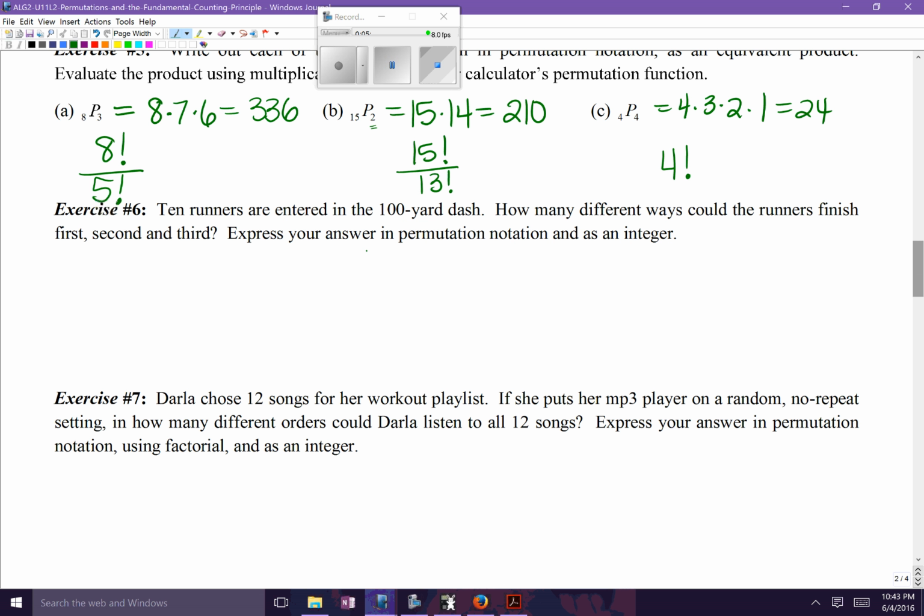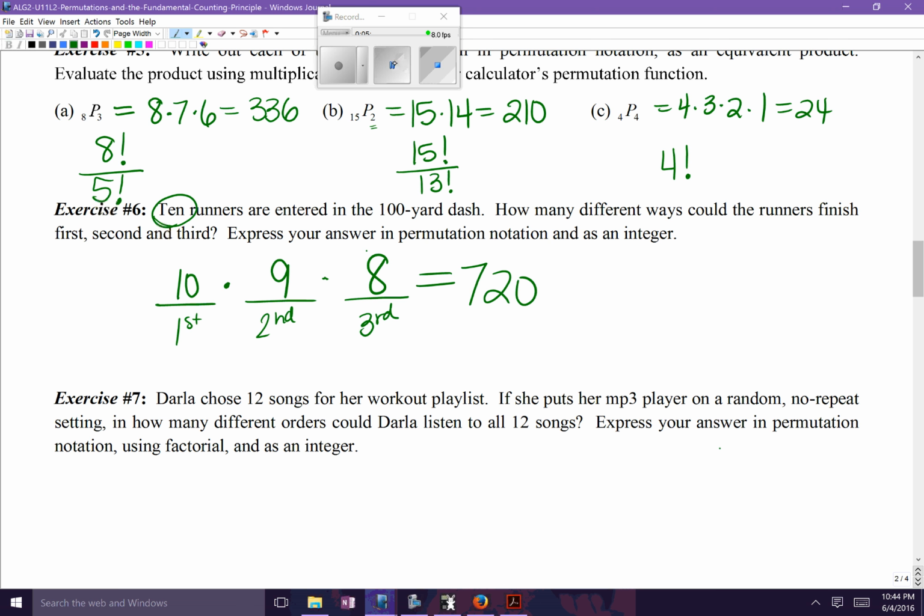10 runners are entered in the 100-yard dash. How many different ways could the runners finish first, second, and third? Express your answer in permutation and as an integer. Well, I have a first place winner, a second place winner, and a third place winner. There are 10 contestants. If one person comes in first, that person can't also come in second, so one person is out of the mix. That means there are 9 left for second place, 8 left for third place. So that is 720 different ways the runners could finish first, second, and third.